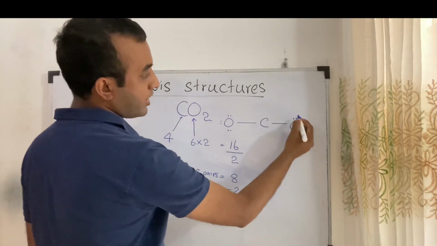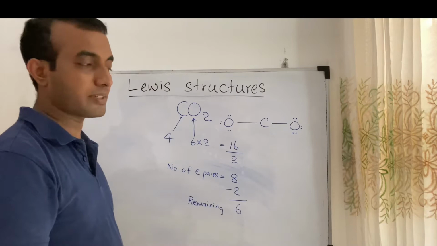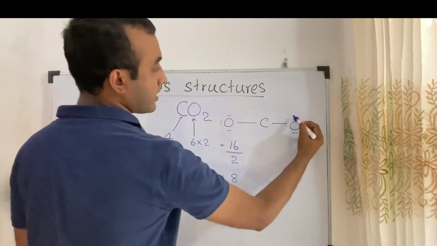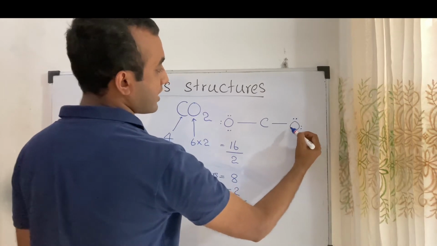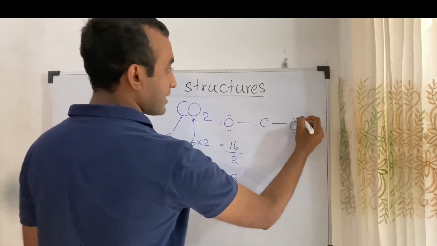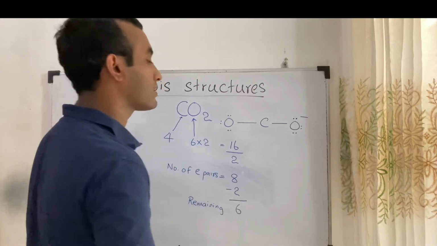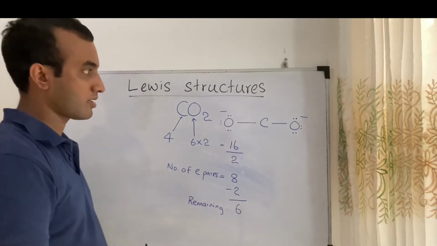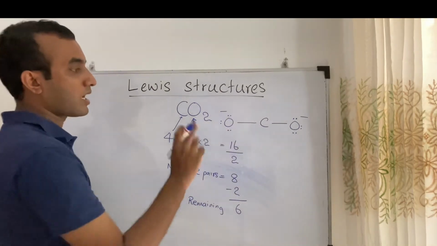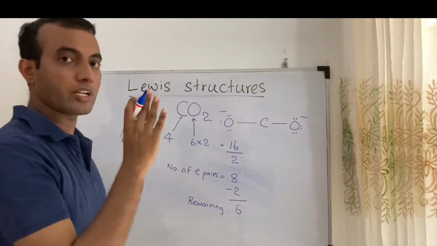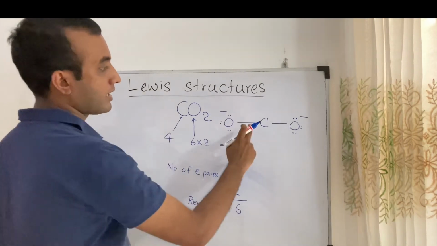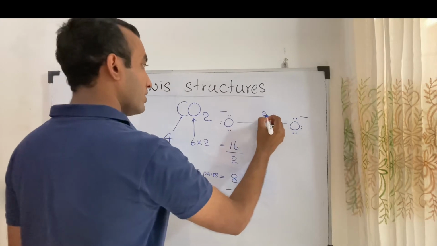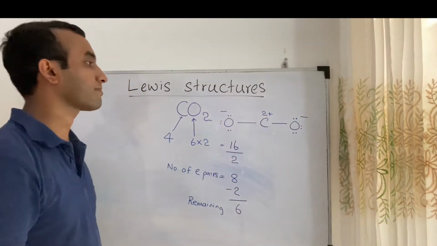So here we know that oxygen is a group 16 element. So it should have 6 valence electrons. But here around this one we have 1, 2, 3, 4, 5, 6, 7. So it exceeds by 1 electron, therefore it carries a negative charge. So here also there should be a negative charge. So when it comes to carbon, carbon is a group 14 element. So it should have 4 valence electrons, but here around carbon we have only 2. Then it should be 2 plus.